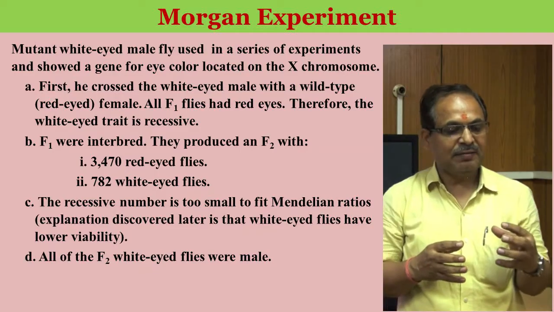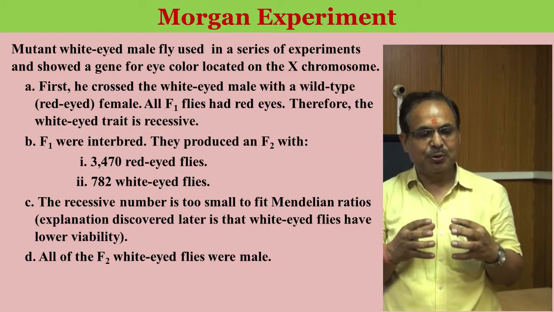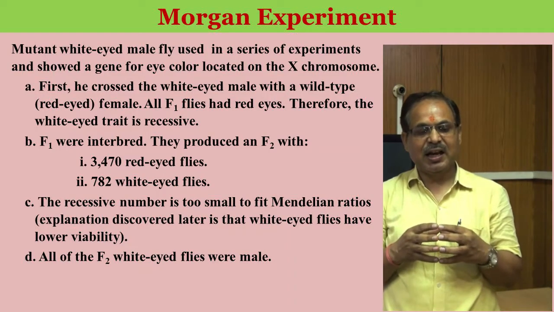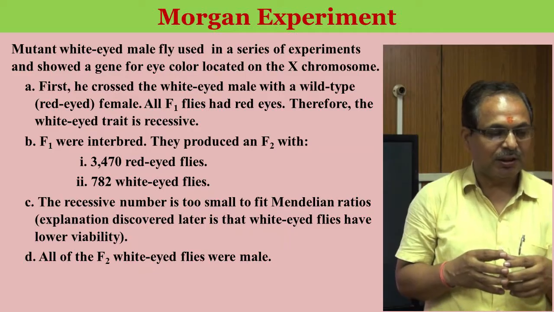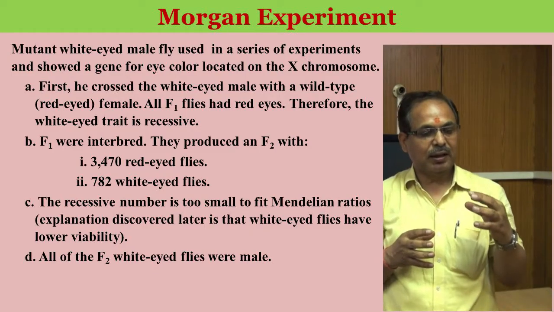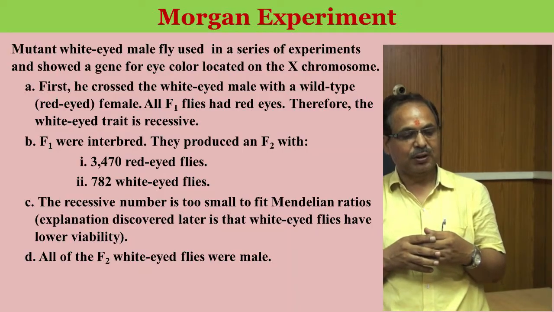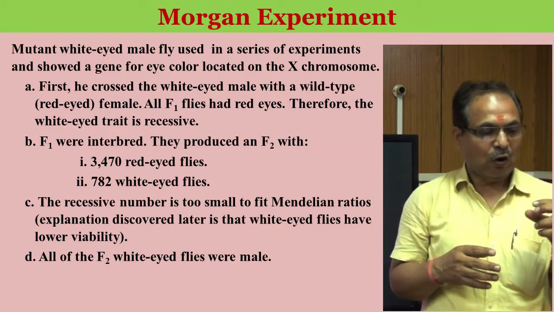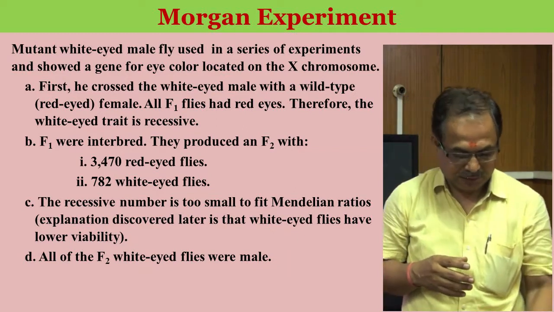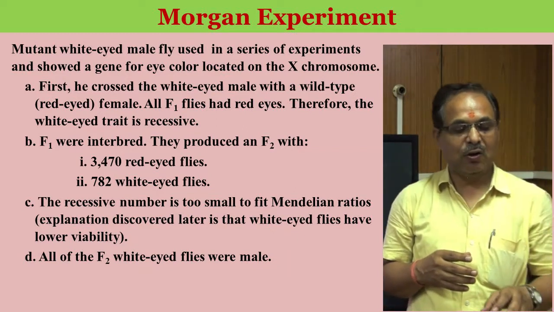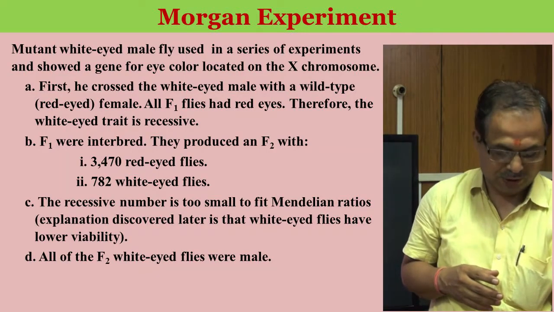The deviation in the recessive individuals was explained by the white-colored flies having lower viability. That's why, being recessive, the white eyes were not much more prominent. So, one thing must be noted here: all F2 white-eyed flies were found.